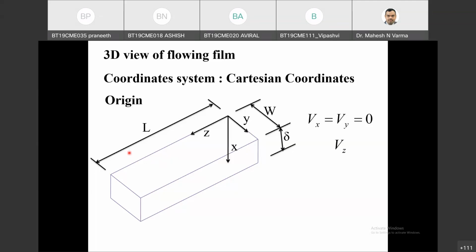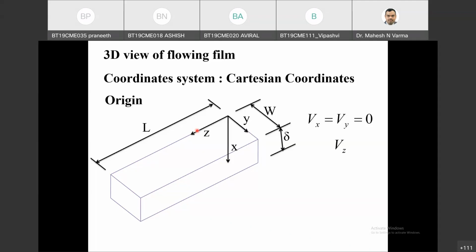Vz, sir, can you? Yeah, tell me. Yes, sir. If we get, sir, in function of x. It is a function of x. Why? You need to give the reason also. Just don't tell me. Everything is logical. Vz is a function of x. Why?